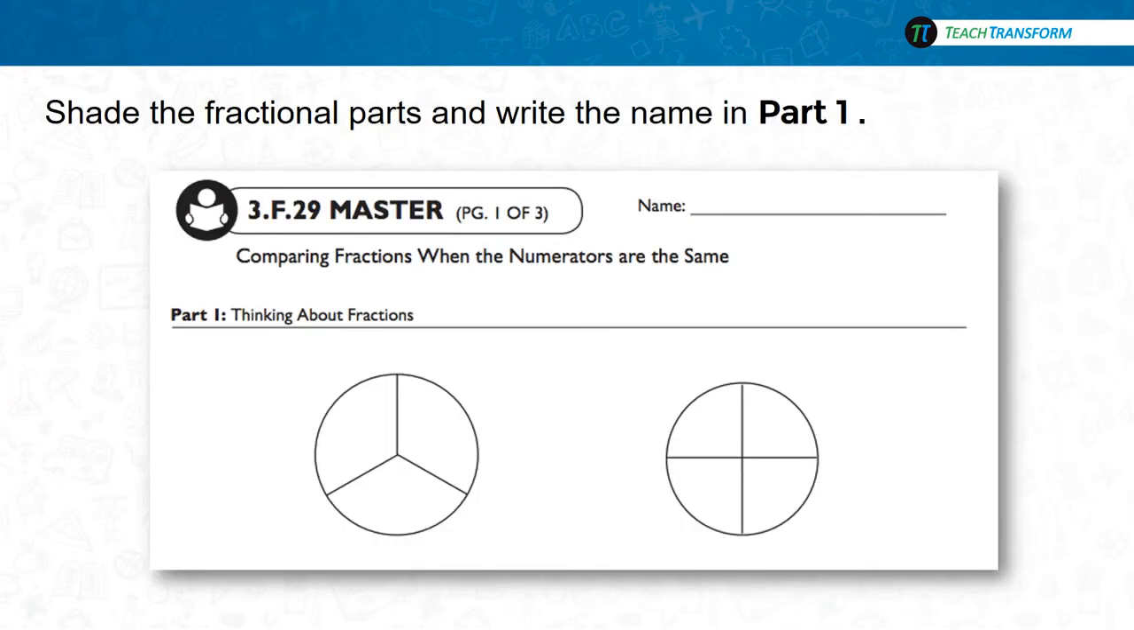Now look at your sheet. See the 2 circles at the top? Shade 2/3 of one of the circles and 2/4 of the other circle. Then write the fractions below them. Pause the video and then start it again whenever you're finished.